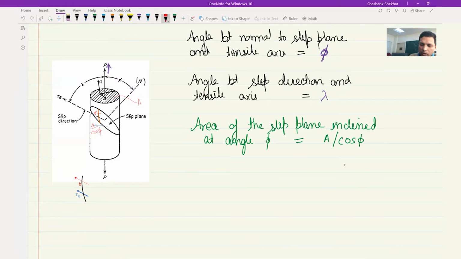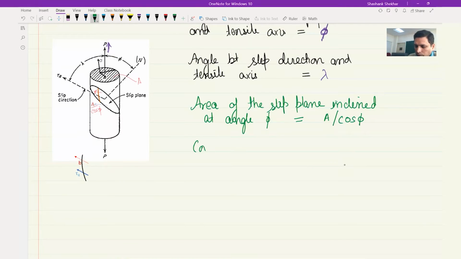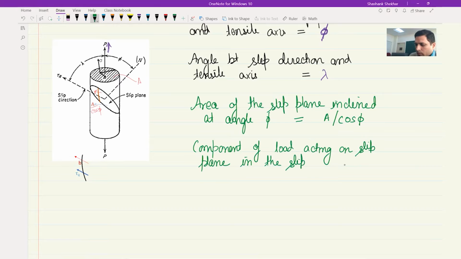The load, with stress P by A, was acting along this direction. Now we need to find the stress acting along the Burgers vector, which is tau r. That would be given by the component of the load. P is acting in this direction, so the component is P cos lambda.